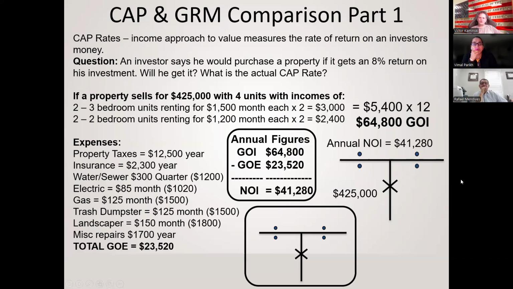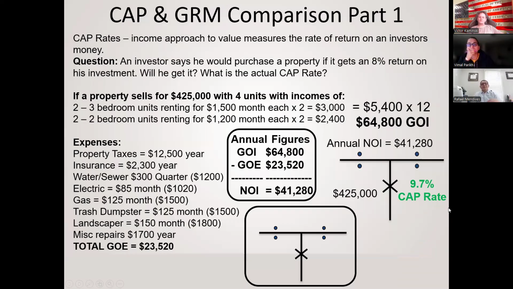So how do we use this? What do we do? What's the cap rate on this property? Let me do 41 to 88. 9.71. So 9.7% cap rate. Yep.